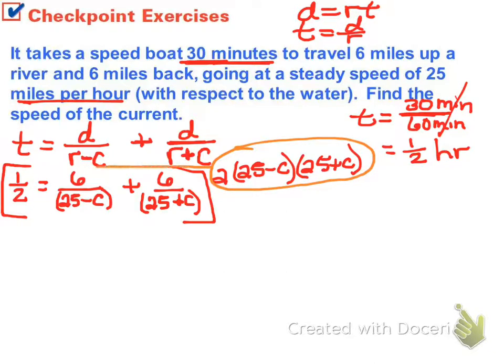You can multiply it times the 1/2. When you do, the 2's will cancel out, and you'll just be left with the 25 minus c times the 25 plus c equals. Now go to your next term. In your next term, the 25 minus c will cancel out, and you will be left with 2 times the 6, or we could go ahead and say 12, times, since we canceled out the 25 minus c, just the 25 plus c.